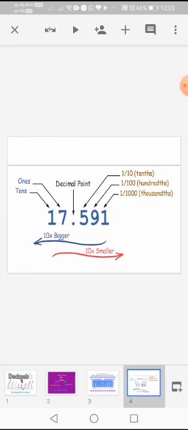Now look here again. These are the ones, tens, and in the center the decimal point. 1 by 10 is known as tenths, 1 by 100 is known as hundredths, 1 by 1000 is known as thousandths. On the left side it is 10 times bigger, on the right side it is 10 times smaller.